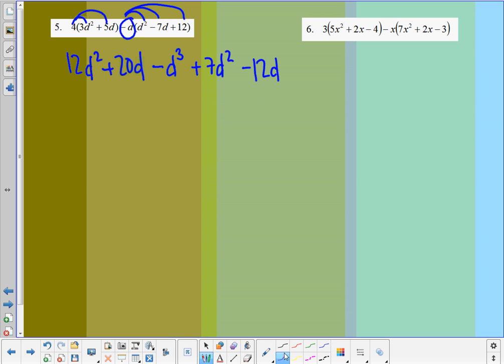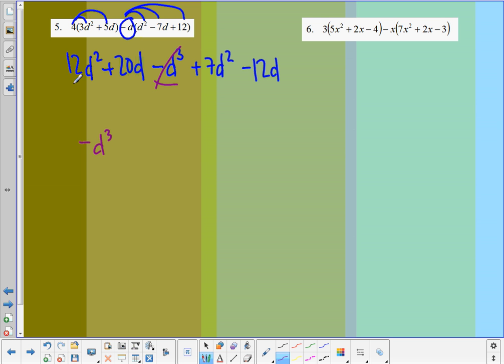So now I need to identify my like terms. I've taken care of the distribution. Now I've got to look for the like terms. The largest exponent that I have is the power of 3. And there's nothing that goes with it, so that's going to be my term in front, negative d to the third power. So I'm done with that one.